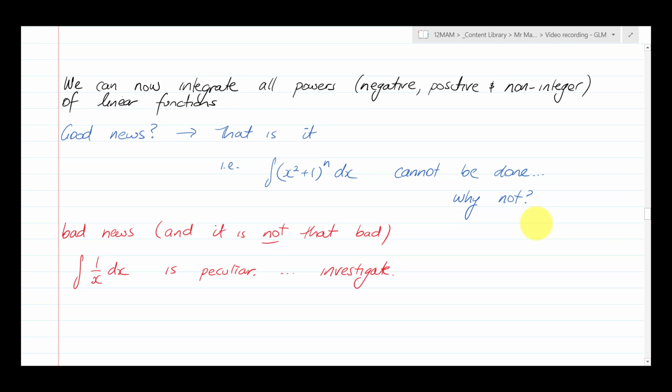We can integrate all powers, negative, positive and non-integer for linear functions, but we can't integrate x squared plus 1 to the power of n, and this is what I talked about at the start. Because if we derive that, d/dx of (x squared plus 1) to the power of n, we would end up with n times (x squared plus 1) to the power of n minus 1 times 2x. And that gives us 2nx times (x squared plus 1) to the power of n minus 1, which is all good.